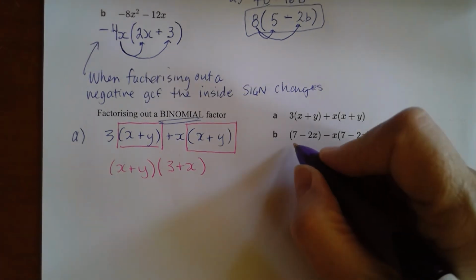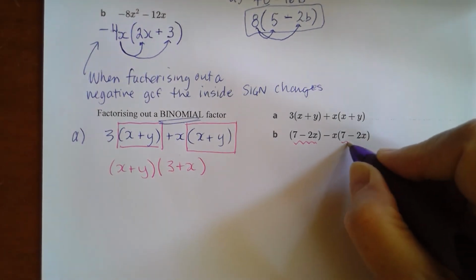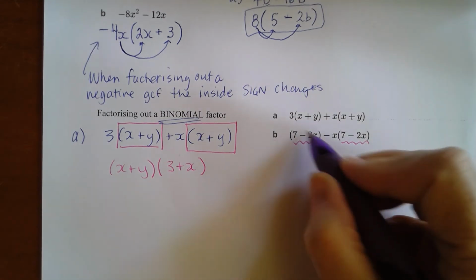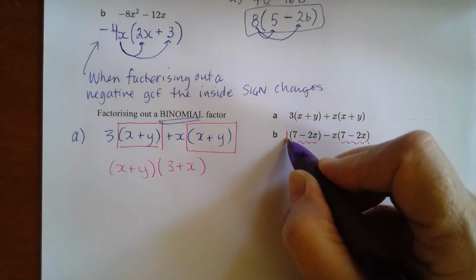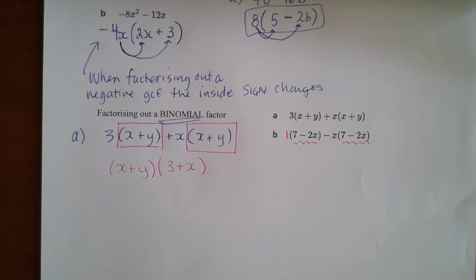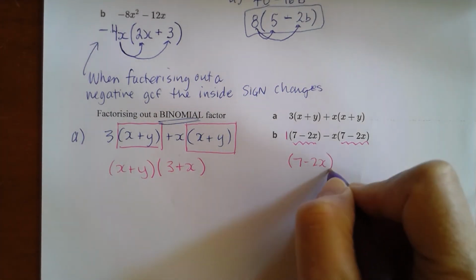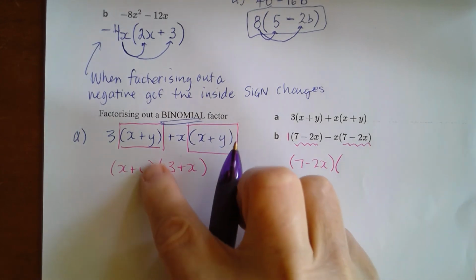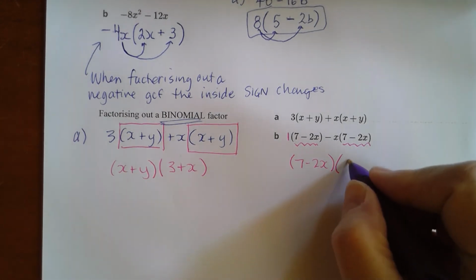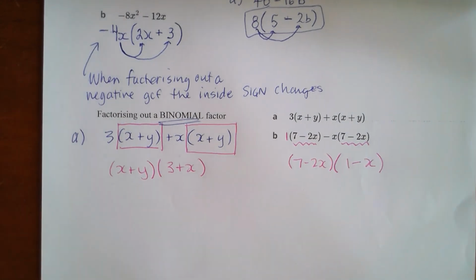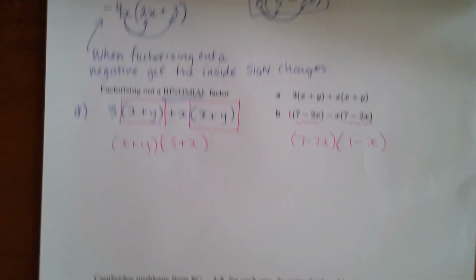Okay, let's try this one. Got that, got that. There's nothing in front of here, so I'm going to put a 1 there. Okay. So what they have in common is 7 minus 2x. And the leftover stuff gets just multiplied right here. 1 minus x. Okay, that's kind of the hard part.